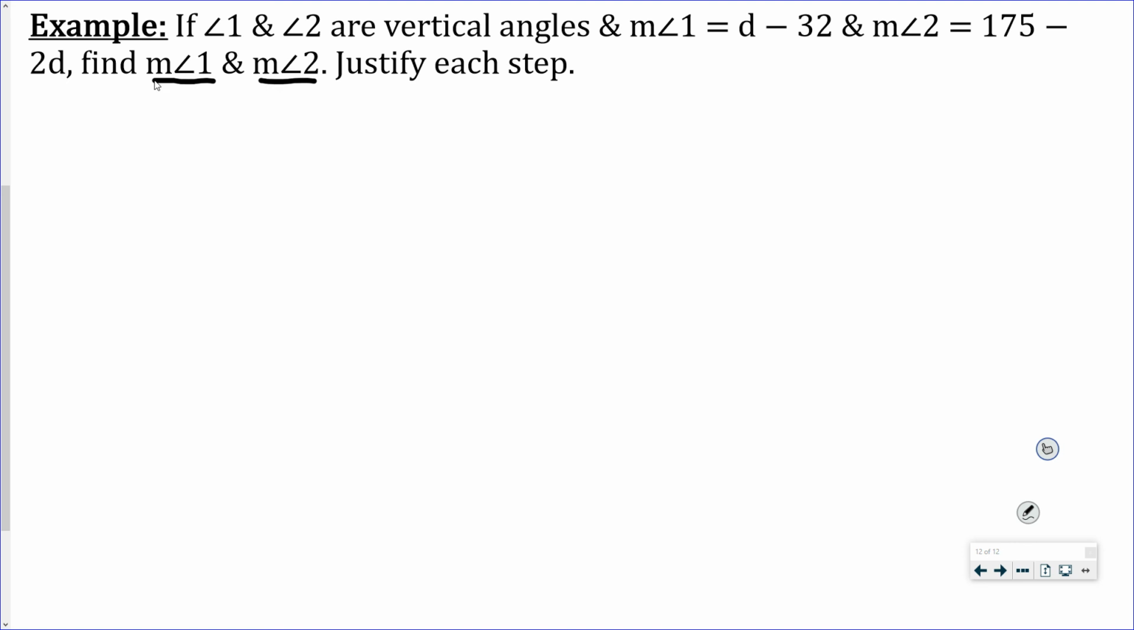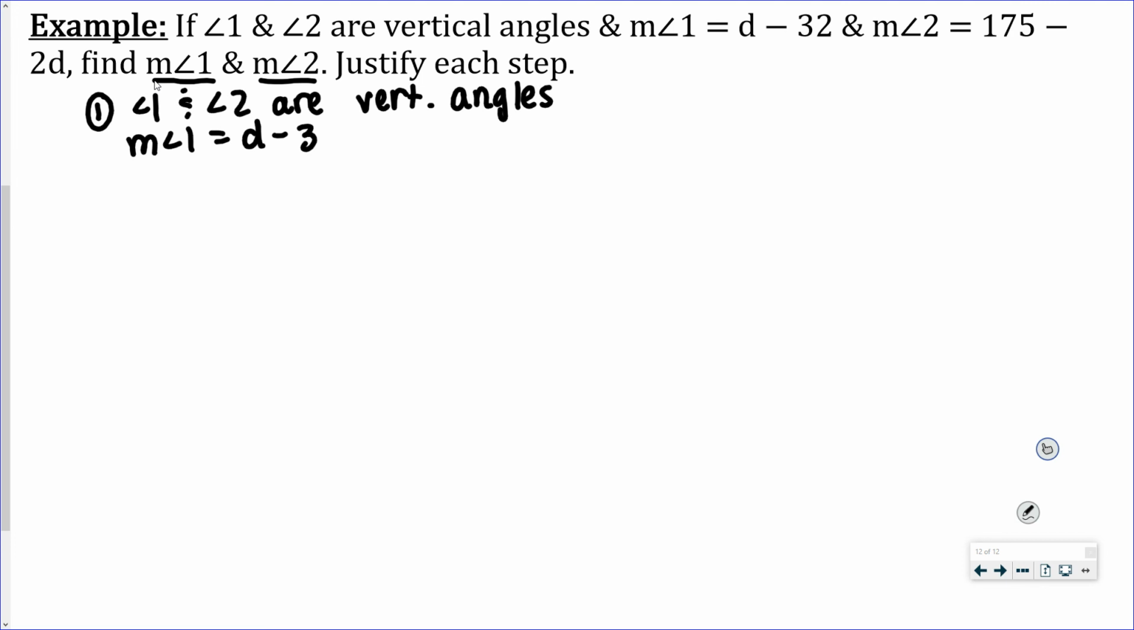All right, so first we're going to state what's given to us. Now, there's a lot given here. First, we're given angle 1 and angle 2 are vertical angles. I'm going to state everything that's given to us in step 1. We're given the measure of angle 1 is d minus 32, and we're given the measure of angle 2 is 175 minus 2d. All of that, folks, is given.